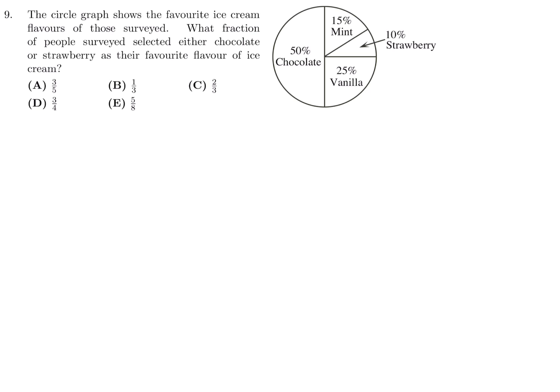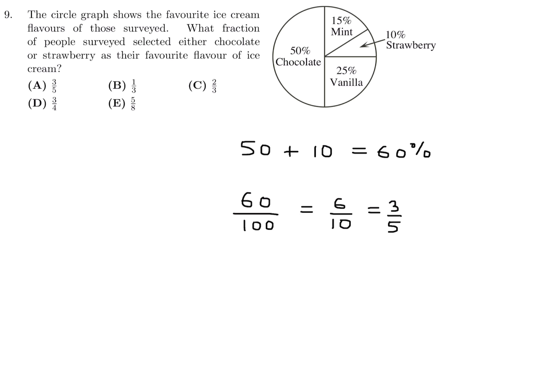The circle graph shows the favorite ice cream flavors of those surveyed. What fraction of people surveyed selected either chocolate or strawberry as their favorite flavor of ice cream? So the chocolate is 50%, and the strawberry is 10%, so that's a total of 60%. I guess they wanted it in terms of fractions, so 60% is 60 over 100, which is 6 over 10, which is 3 over 5 in lowest terms. So number 9, the answer is A.